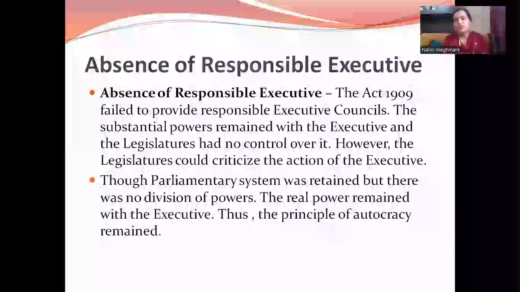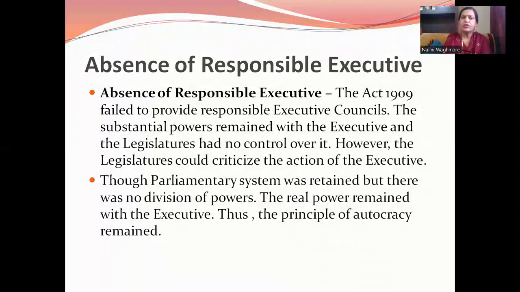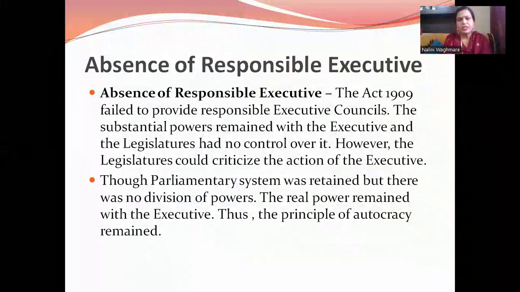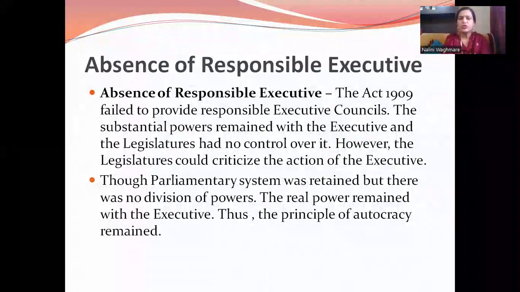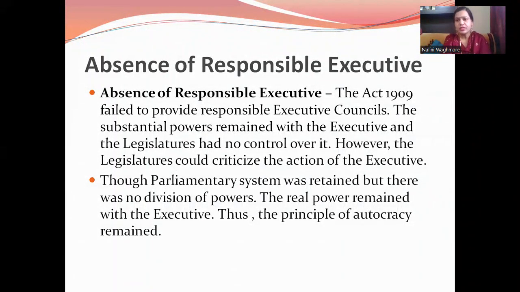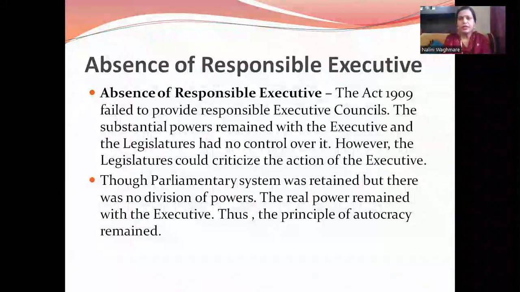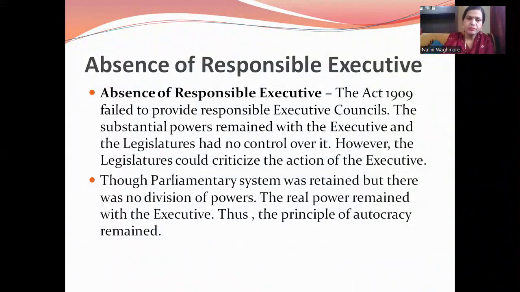Then, absence of a responsible executive. The Act of 1909 failed to provide responsible executive councils. The substantial powers remained with the executive and the legislatures had no control over it. However, the legislatures could criticize the actions of the executive. So the parliamentary system was retained, but there was no division of powers. The real power remained with the executive. Thus, the principle of autocracy remained. Only in name was the parliamentary system introduced, but in practice it was absent.